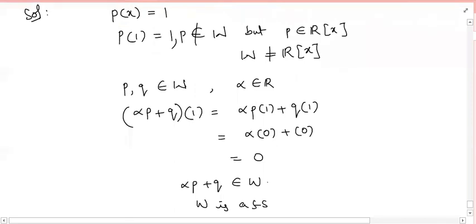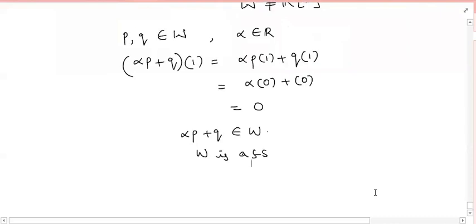Okay, so it is important to see that W is a subspace. Once you see W is a subspace, we can clearly say that L of W is W only. So W equals L of W. We know the property I have stated, W equals L of W. So we have proved that L of W is not R of X.